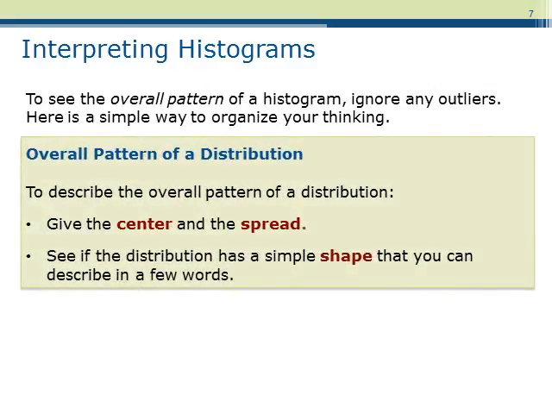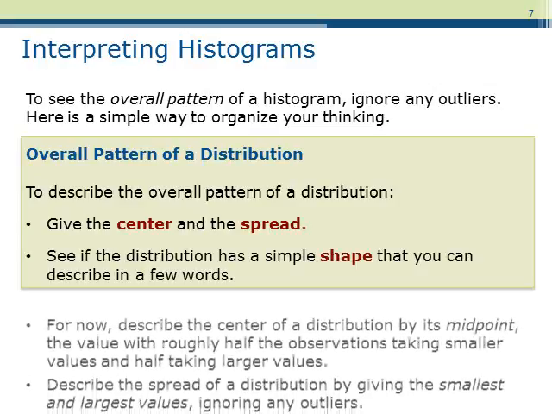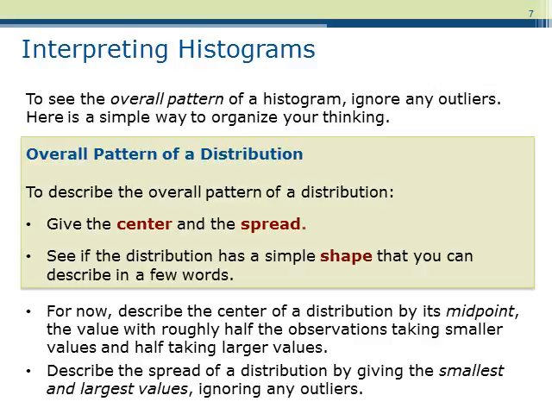To describe the overall pattern of a distribution, give the center and the spread. See if the distribution has a simple shape that you can describe in a few words. For now, describe the center of a distribution by its midpoint, the value with roughly half the observations taking smaller values and half taking larger values. Describe the spread of a distribution by giving the smallest and largest values, ignoring any outliers.